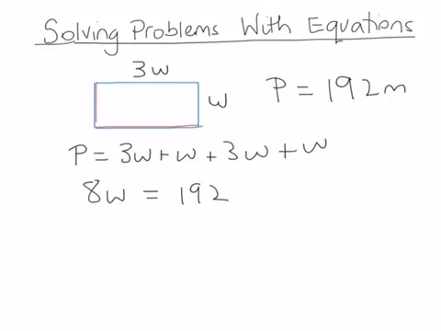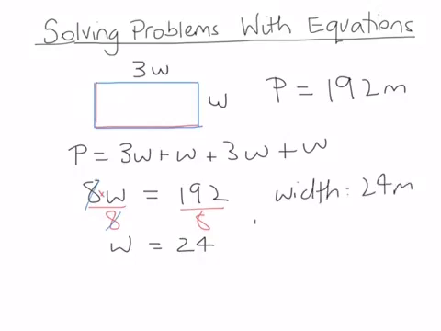If I want to know what W is, this is 8 times W. I don't want the 8, so I divide both sides by 8. The 8's cancel, and I'm left with W equals 192 over 8, which is 24. So that means the width of your rectangle is 24 metres, and the length is 3 times W, so it's 3 times 24, which is 72 metres. And you can check: add the width plus the length together, double it, and you should get 192.